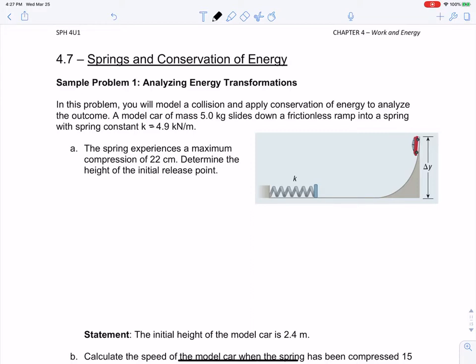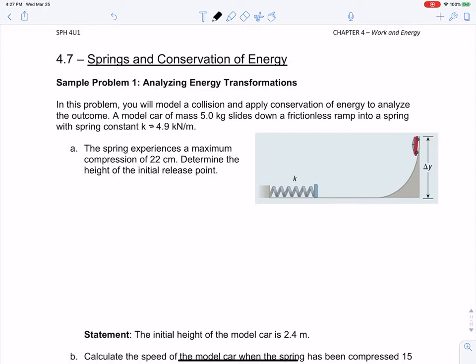A model car of mass 5 kilograms slides down a frictionless ramp into a spring with a spring constant of 4.9 kilonewtons per meter. The spring experiences a maximum compression of 22 centimeters. Your job is to determine the height of the initial release point.